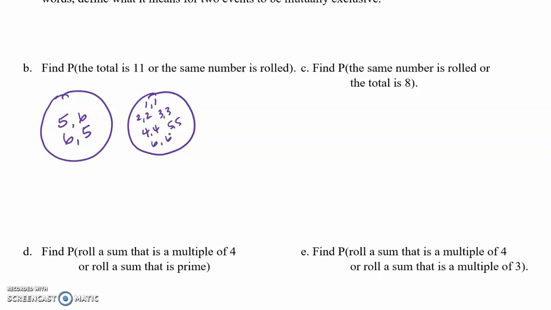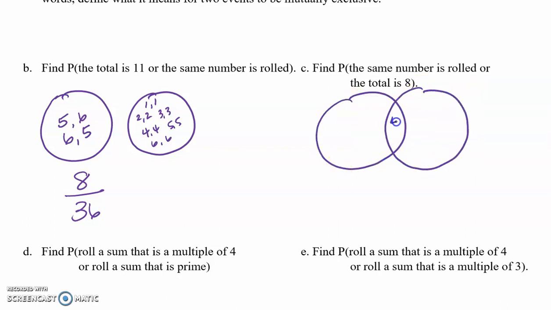When you roll 2 dice, there are always 36 possible combinations. And what you see here are 1, 2, 3, 4, 5, 6, 7, 8 out of 36 ways to be satisfied with what they ask us to find. In part C, find the probability that the same number is rolled or the total is 8.